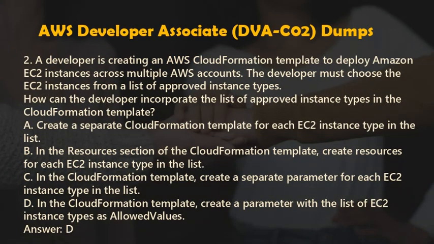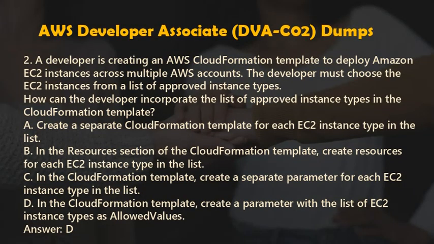2. A developer is creating an AWS CloudFormation template to deploy Amazon EC2 instances across multiple AWS accounts. The developer must choose the EC2 instances from a list of approved instance types. How can the developer incorporate the list of approved instance types in the CloudFormation template?